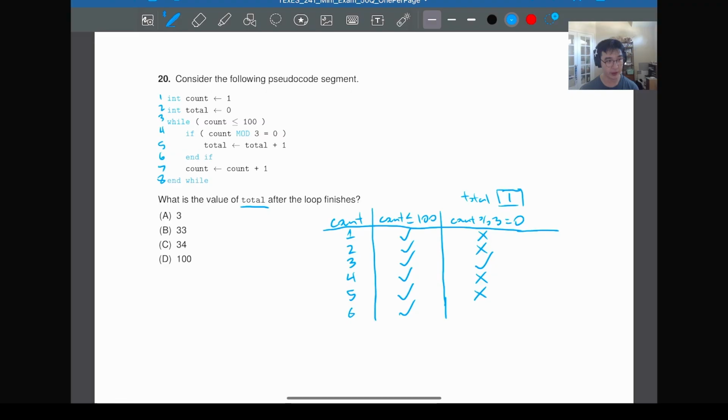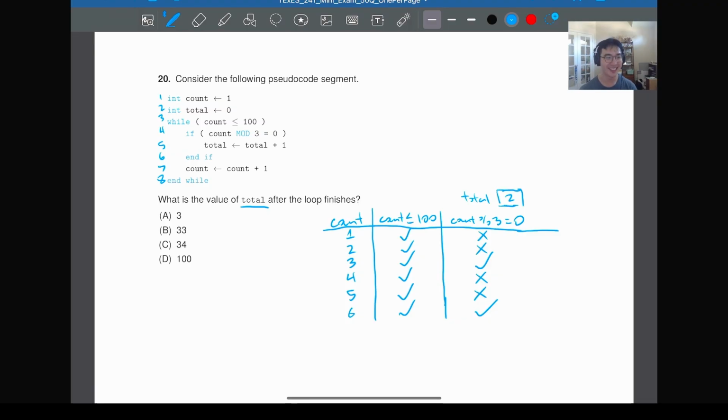Is count mod 3 equal to 0? 6 divided by 3 is 2. Remainder is 0. So that is true. Because the if condition is true, I go to line 5, and total is now total plus 1. 1 plus 1 is 2.